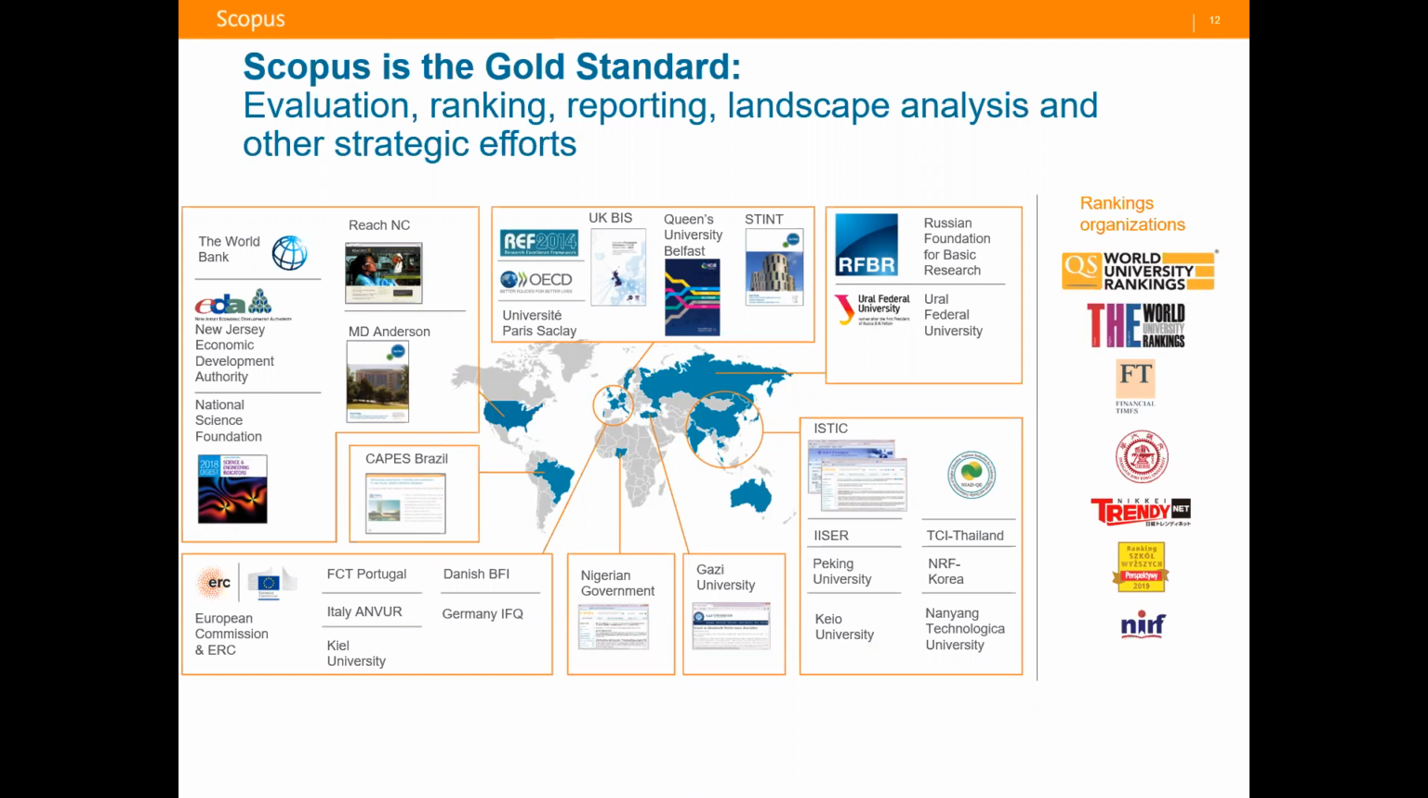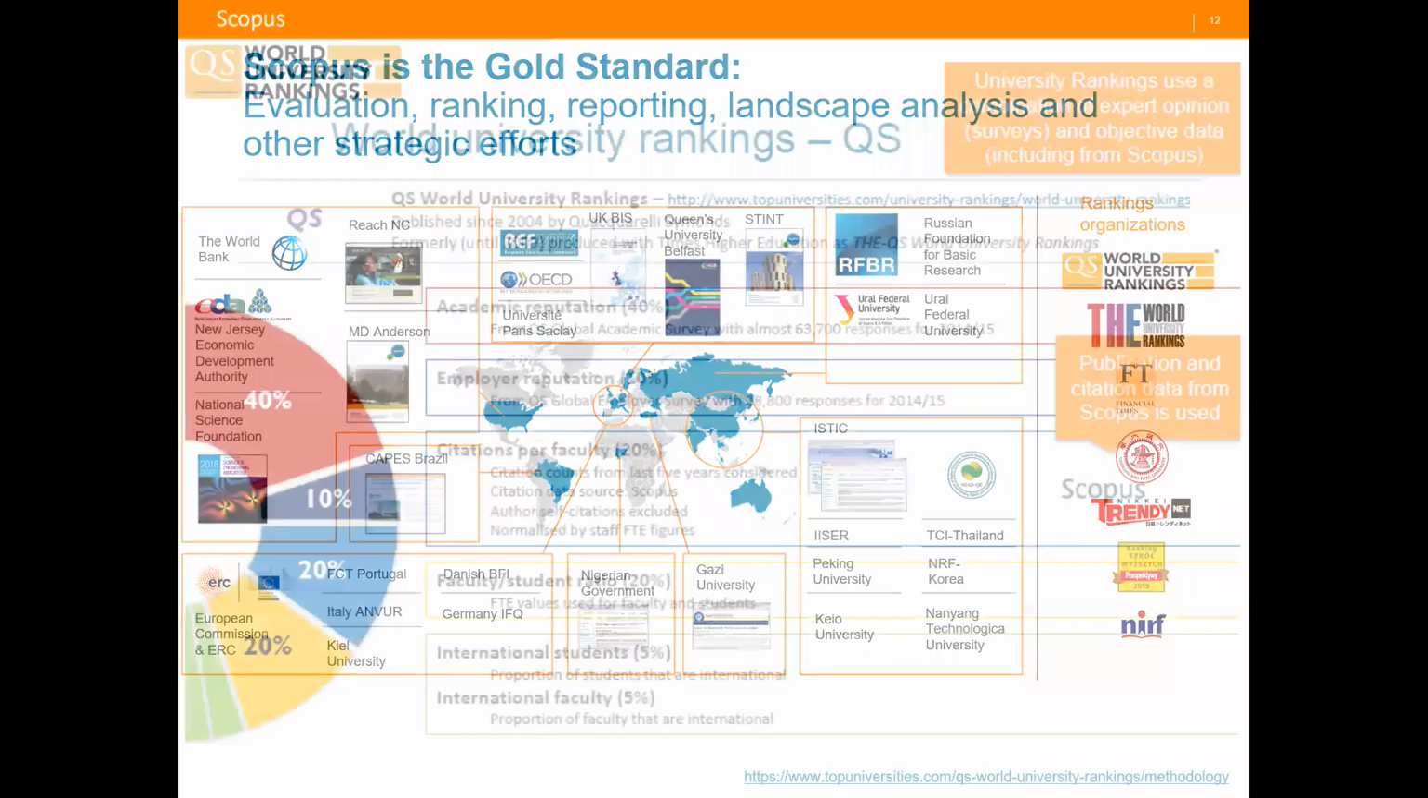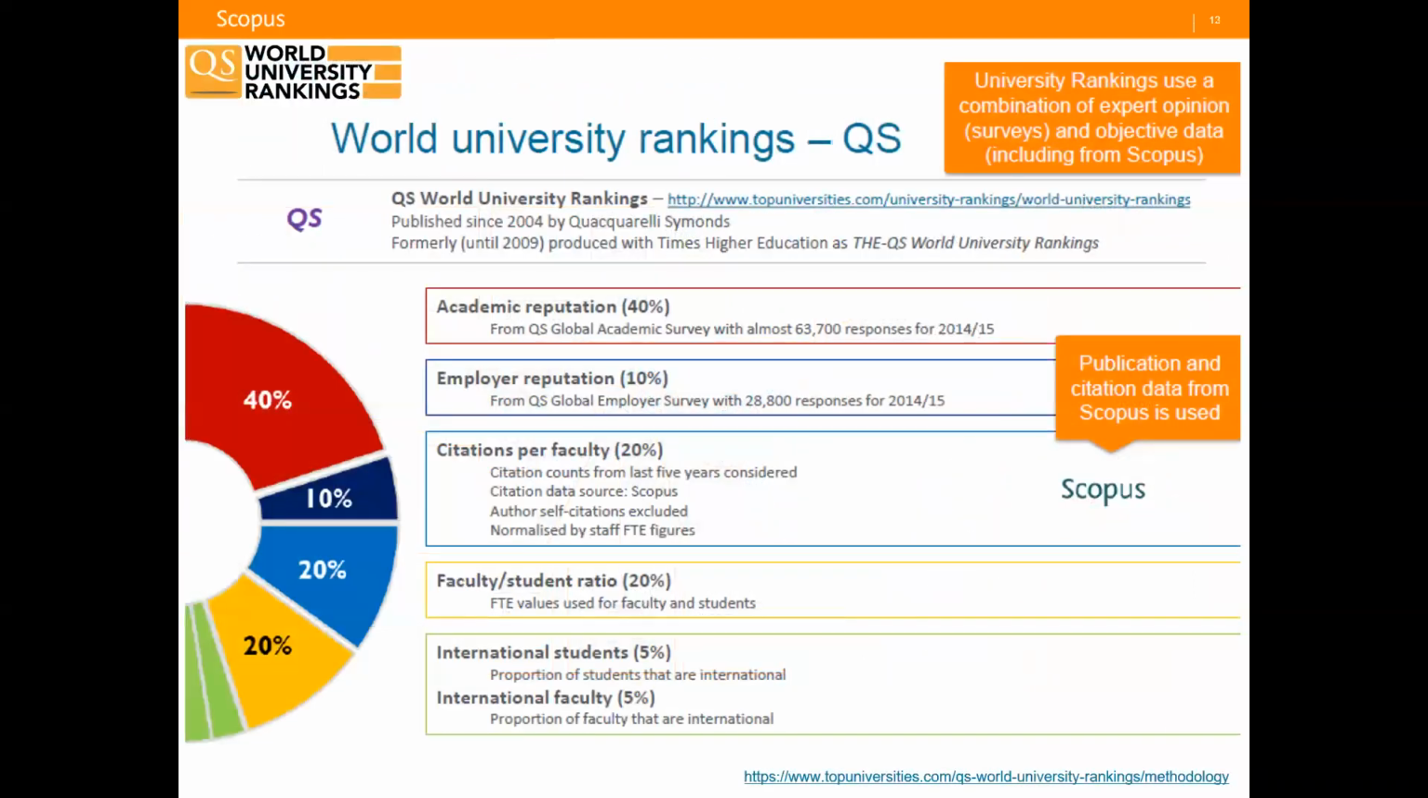Someone's asking, not all Elsevier articles are indexed in Scopus. I would say not all Elsevier journals are indexed in Scopus. That's right. And for you to access Scopus, it's very simple. Simply go to scopus.com.